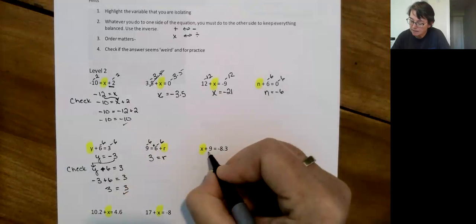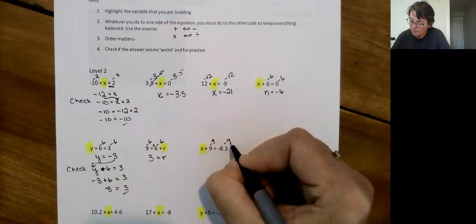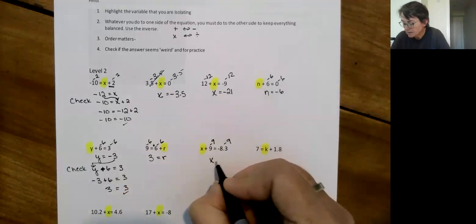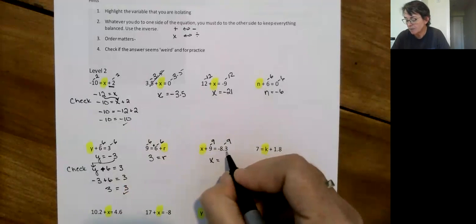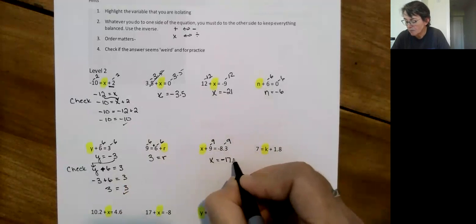There's my X. I need to get rid of the plus 9, so I'm going to subtract 9. So X, now I have to go minus 8.3 minus 9 more. That should give me minus 17.3.